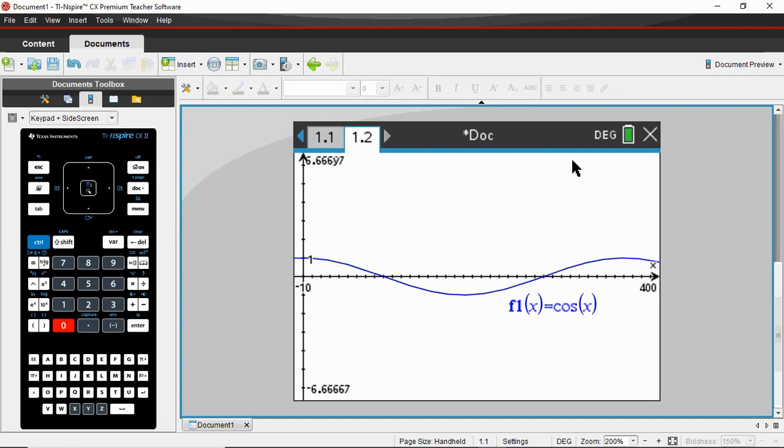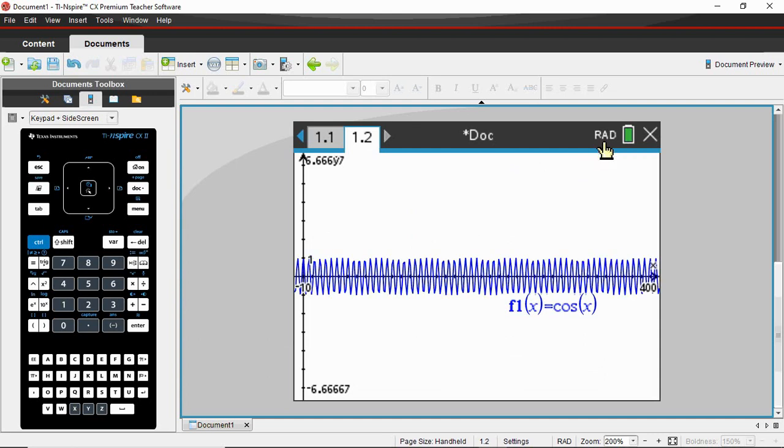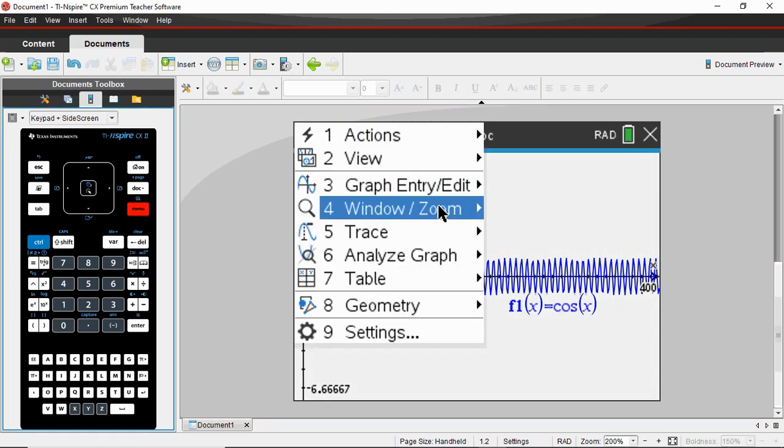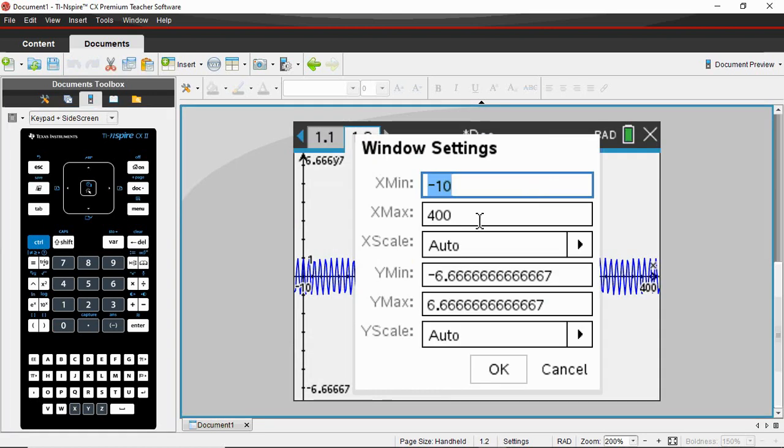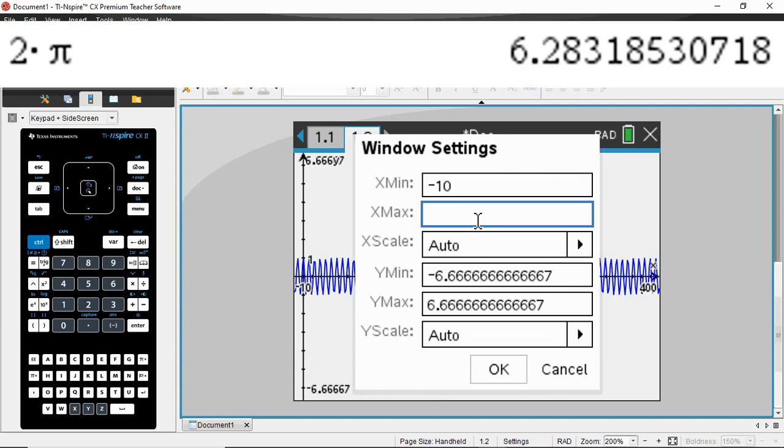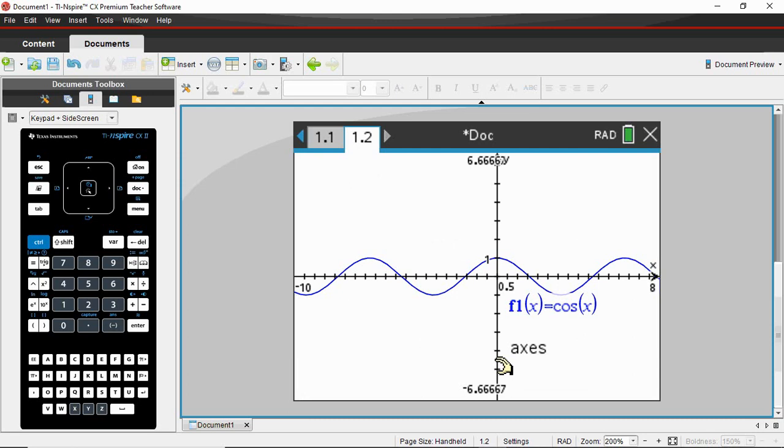But if I were to try graphing the same thing in radian mode, now all of a sudden it looks crazy. But that's because seeing out to 400 radians would be a whole lot of times going around the unit circle. So now I would want to change my window zoom to give me something more like, well, a little bit bigger than 2 pi. So let's just go with something like 8. And there we go. Now I see my cosine curve in radians.